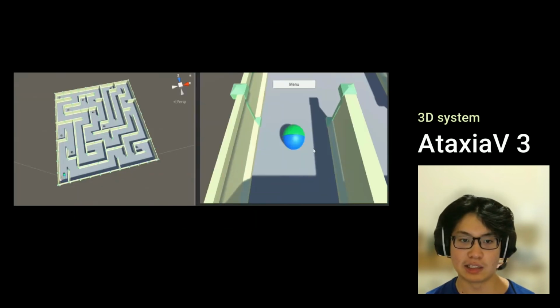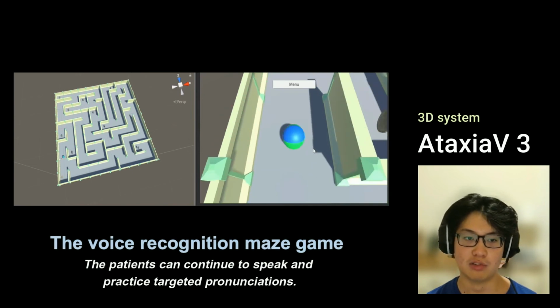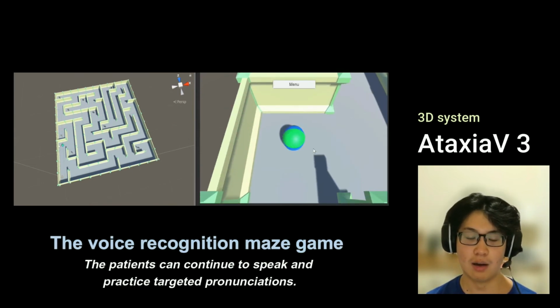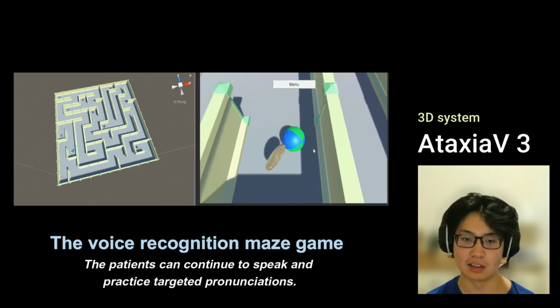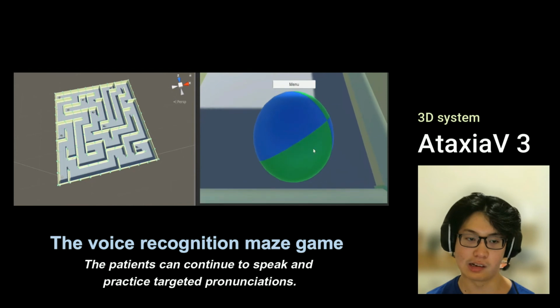The voice recognition maze game is where patients give a command with their voice to move a ball in one of four directions: up, down, left, right, to collect coins located around the maze, so that speech-impaired patients can continue to speak and practice targeted pronunciations.